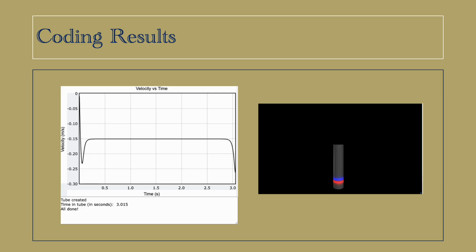As you can see here on the right, there's a picture of the computational model with the red ring representing the North Pole and the blue ring representing the South Pole of the bar magnet, and the position of the magnet changed as it fell through the tube. Here to the left is the graph of the velocity versus time. As you can see, this was according to the mu value, and this was not really the graph that I was expecting, because the time it took to fall was much lower than it had been in the experimental version.